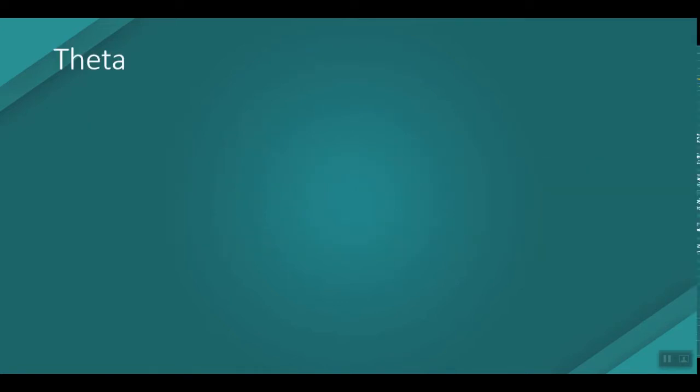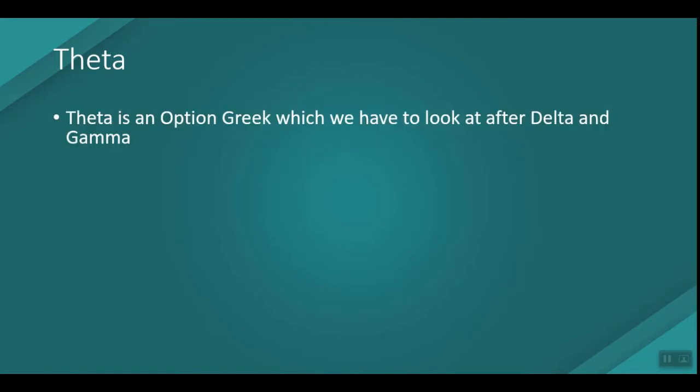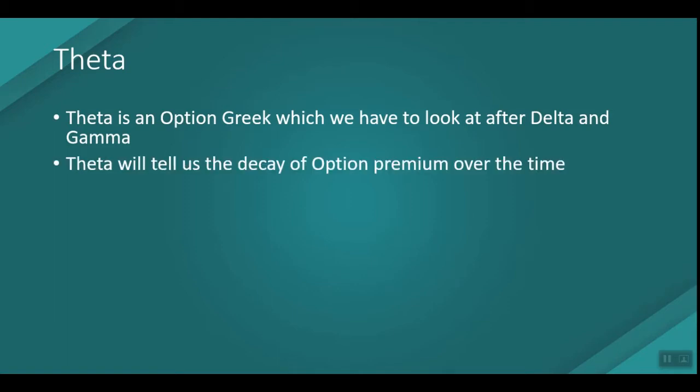Earlier we had a look at delta and gamma, so now we are going to have a look at theta. Theta is an option Greek which we have to look at after delta and gamma. Theta will tell us the decay of option premiums over the time period. We can also call it time decay.